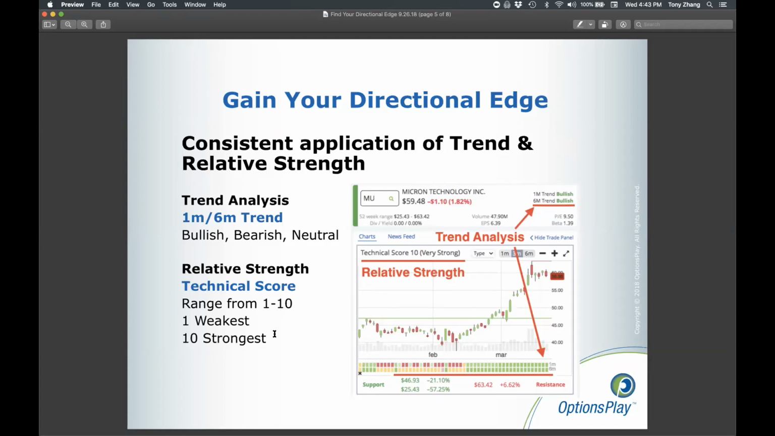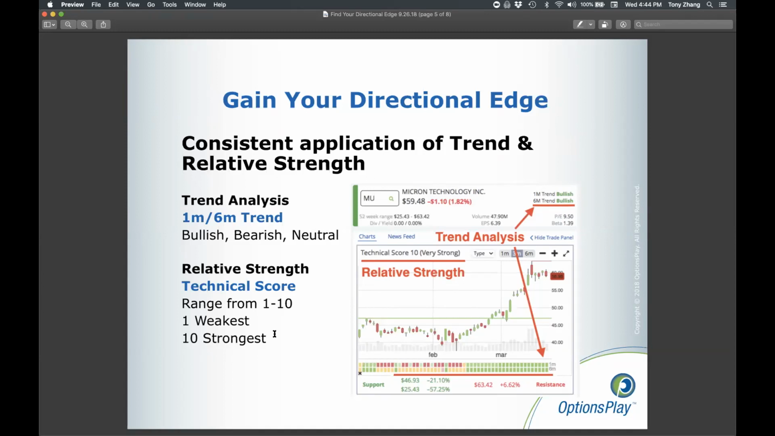Now, how do we actually put the 2 together to gain a directional edge? That's really where the beauty of combining these 2 comes in, because as much as we like trend analysis, there are limitations to trend analysis. For example, if I'm looking at Micron and Apple, and they're both trending higher, both bullish, it's really difficult to tell which one I should buy, because there are lots of bullish stocks out there. How do I know which one's better? The one thing that trend analysis doesn't really tell you is how strong that trend is, allowing you to compare one trend against another.